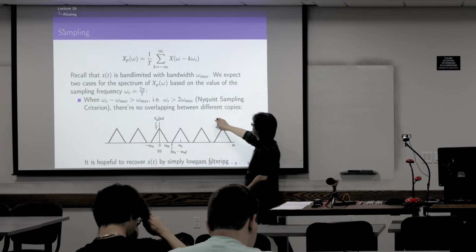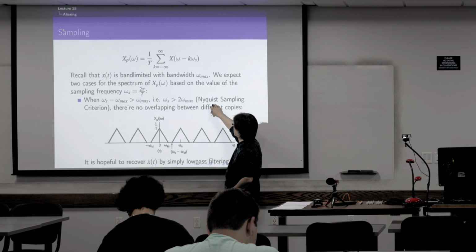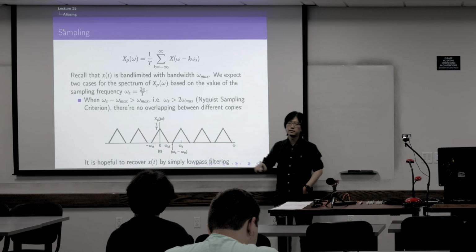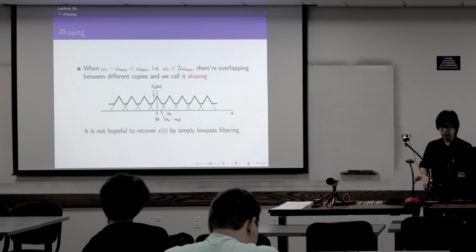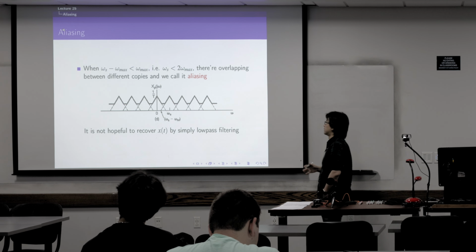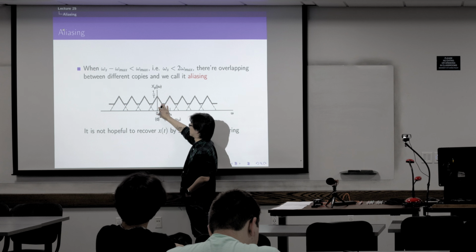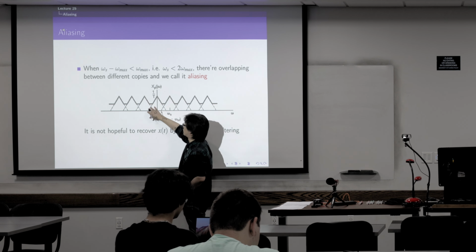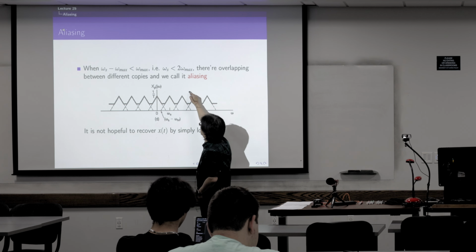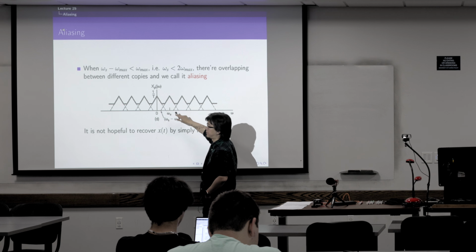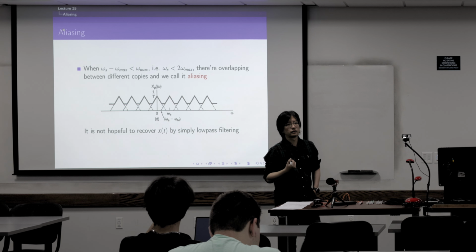This sampling rate, 2 times omega max, or 2 times B max, or 2 times the bandwidth, is called the Nyquist sampling rate criteria. And 2 times omega max is called the Nyquist sampling rate. If we cannot satisfy the Nyquist sampling rate, then we have aliasing. Basically, it means that the signals overlap with each other. This happens when omega s is less than 2 times omega max. So now we have aliasing, and in this case, there is no way to reconstruct the original signal.